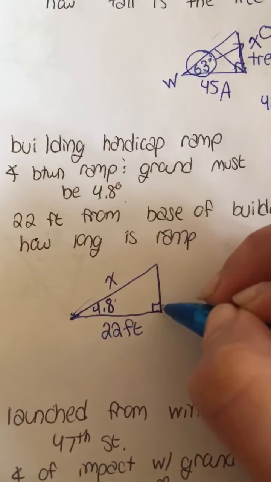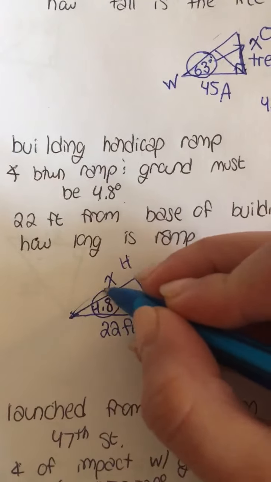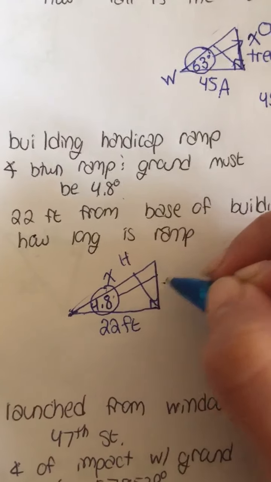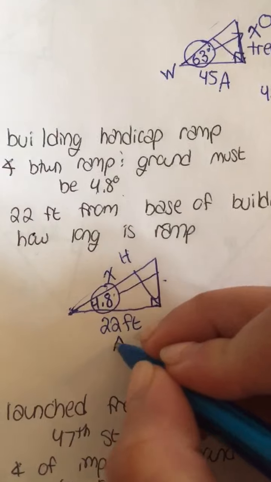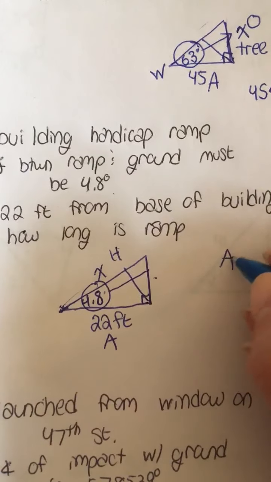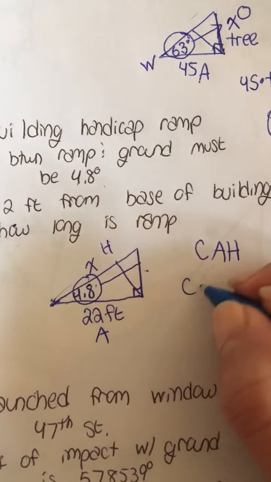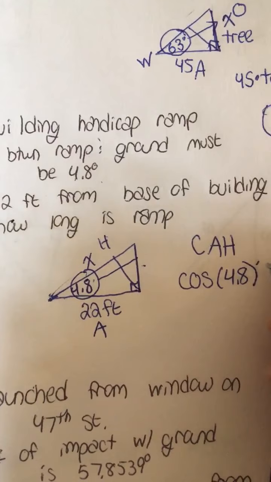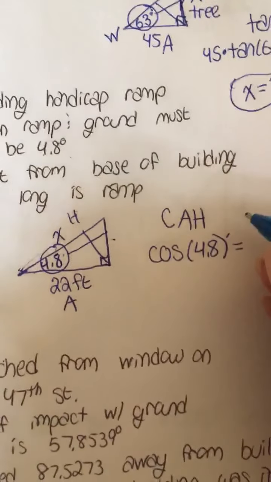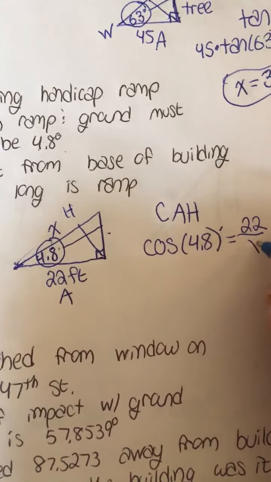Okay, so start again. 90 across from it is H. 4.8 across from it would be opposite, but we don't have it, we don't need it, don't label it. Leftover is adjacent. So here we have AH, which stands for CA, which tells us to use cosine of 4.8 degrees equals A over H. So that would be 22 over X.